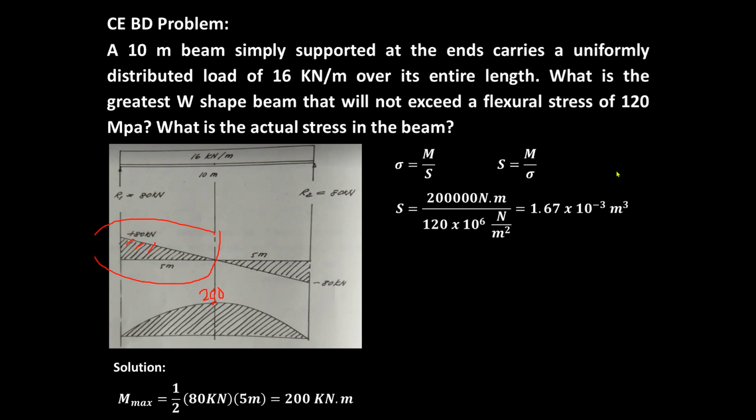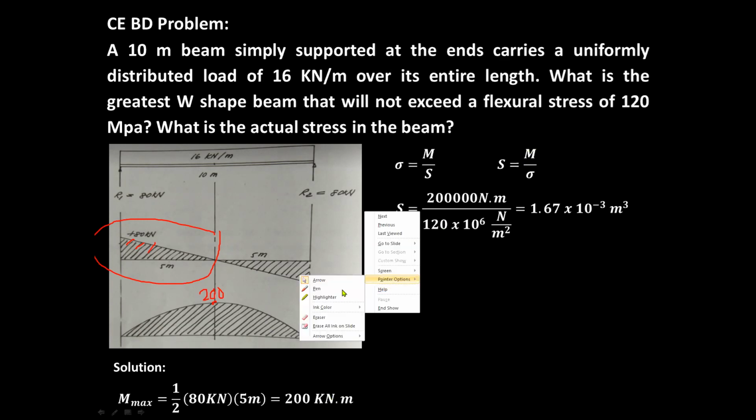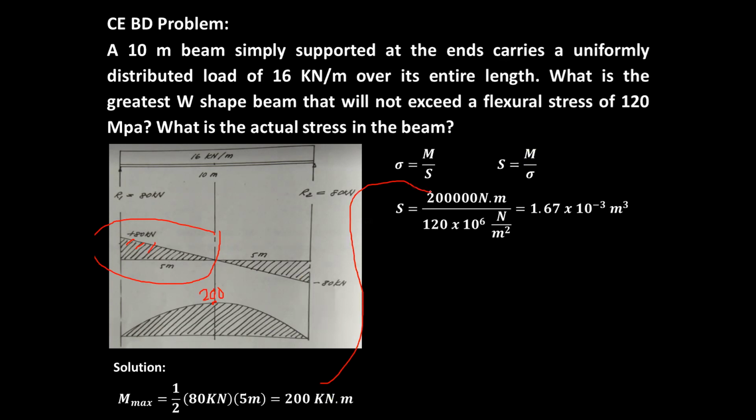Okay, saan galing yung M na yan? Actually, nakalkula na, ito yung 200 kilonewton meter eh. Multiply lang natin ng 1,000. Ito yung M. And then, saan galing ito? Given na yan. 120 megapascal. So that is also 120 times 10 to the 6 Newton per square meter.